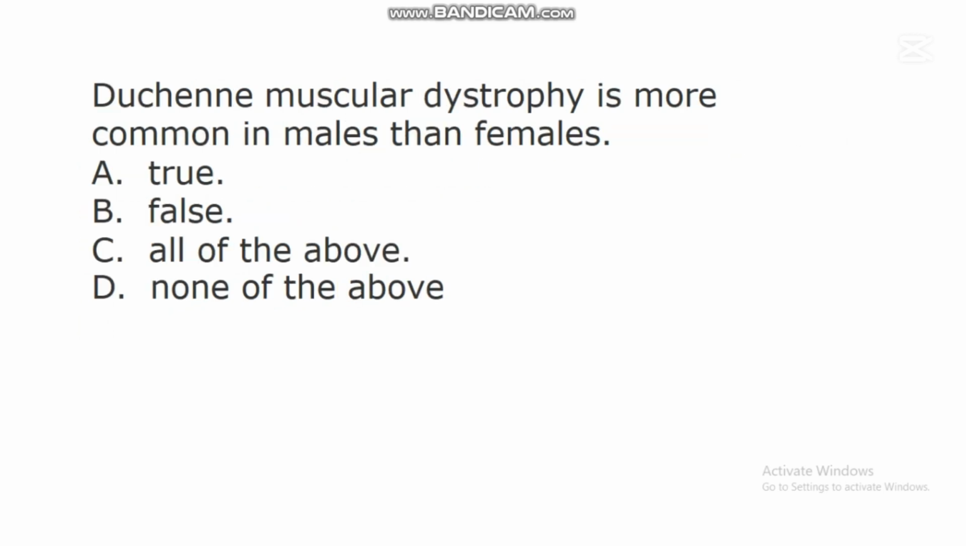The next question says, Duchenne muscular dystrophy is more common in males than females. A. True. B. False. C. All of the above. D. None of the above. In this question, the correct answer is A, True. This issue known as Duchenne muscular dystrophy is more common in males than females.